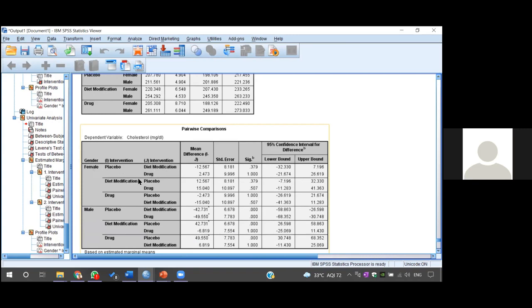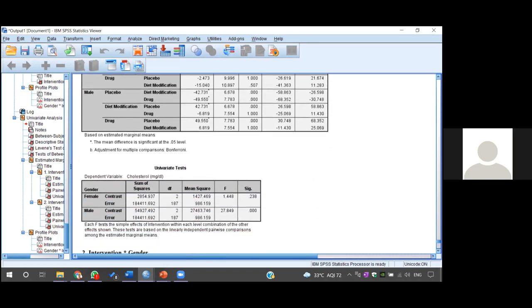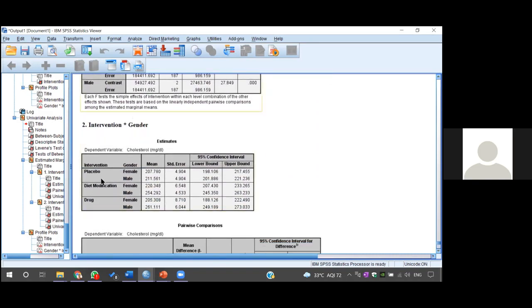Similarly, the female diet modification with placebo and drug. So it gives you that pairwise comparison. And if you go down, then again, this is the intervention and gender. So here, this primary thing will be the intervention. So it gives you both the values. Placebo group female, the mean value, placebo group male with the mean value and its confidence interval.